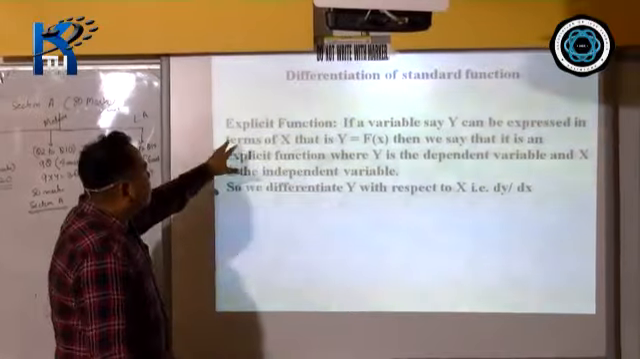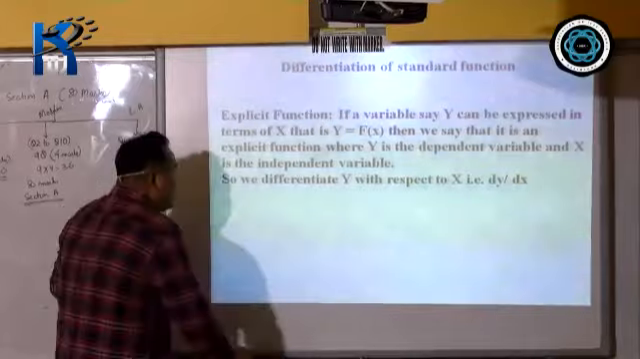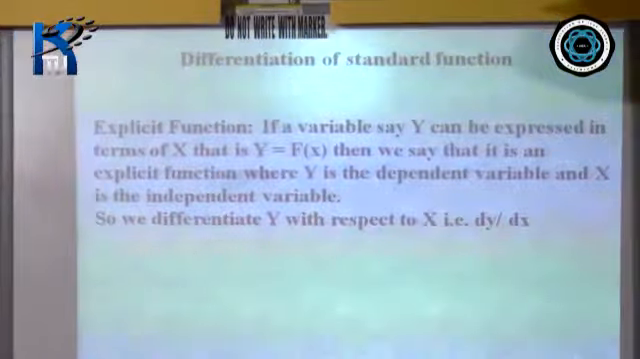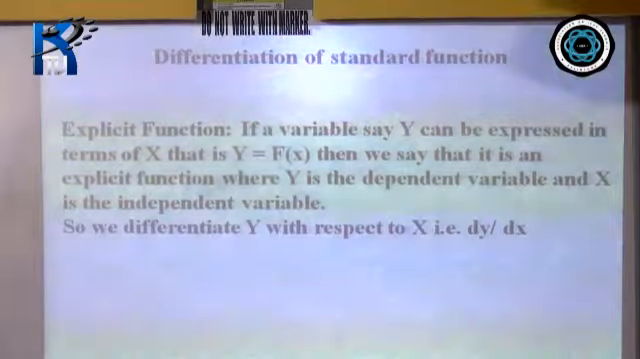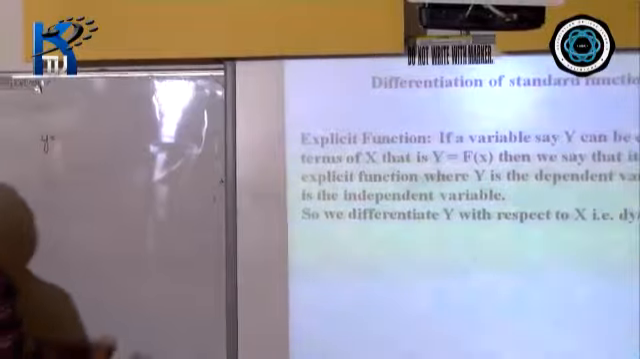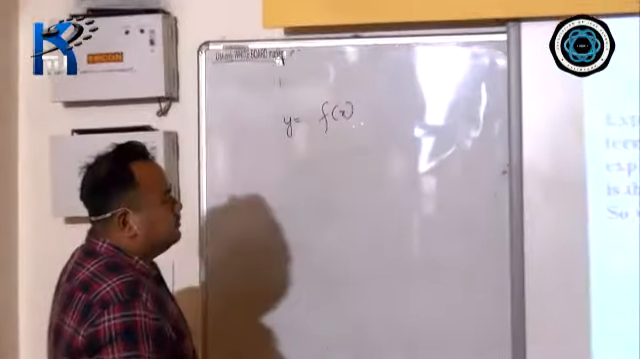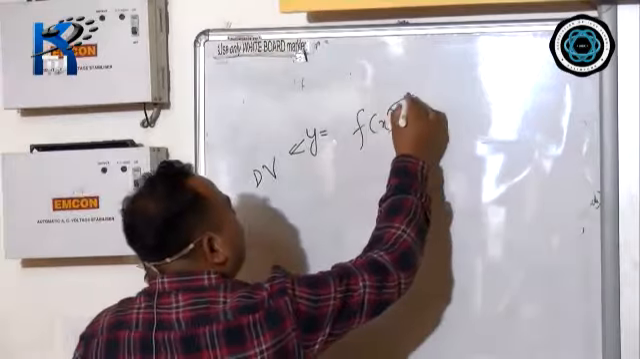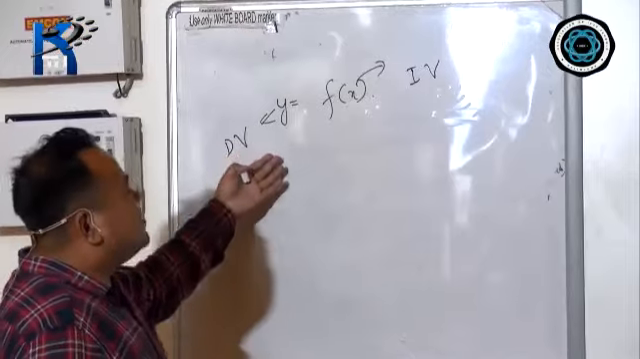So look at this. In order to understand this, let us understand the meaning of an explicit function. What is an explicit function? See the definition. The definition says, if a variable y can be expressed in terms of x, that is y equal to f(x), then we say that it is an explicit function, where this y which you see is called your dependent variable and this x is called your independent variable.